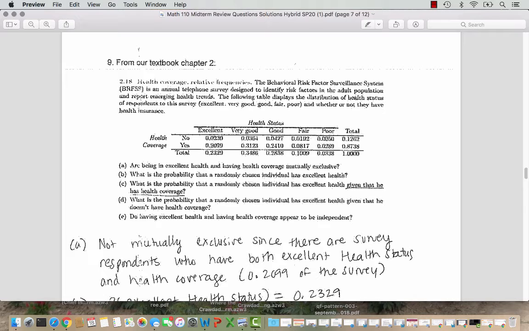So the rows of the two-way table are measuring whether someone has health coverage or not. And then the columns are measuring someone's health status. And the ratings go from excellent to very good to fair to poor. And this came, we're told, from an annual telephone survey. So this is real data from the Behavioral Risk Factor Surveillance System. And we are going to investigate and do some probability calculations.